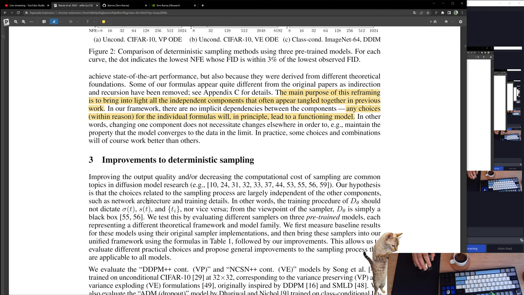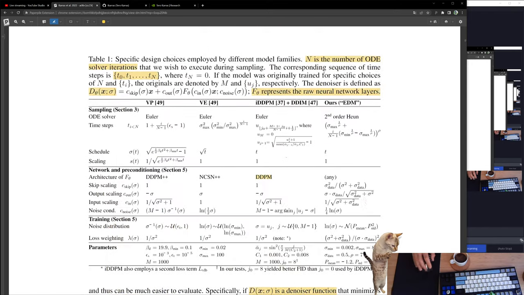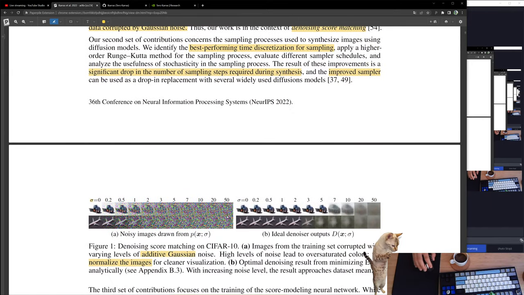Section 3. Improving the output quality and/or decreasing the computational cost of sampling. These are basically the two main levers that you can improve this technology on, right? Because in training, you add noise, and then in inference you remove the noise.